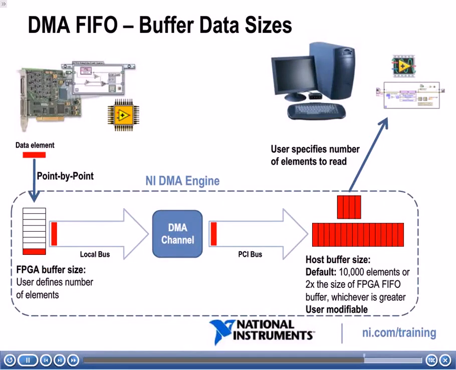So another thing you need to consider when you're setting up a DMA FIFO is the buffer sizes. Let's take a look at the bottom left. Notice that there is an FPGA buffer size. That's represented graphically here, but you can also define that in your FPGA project, which we'll talk about in a later module. And you can also define the buffer size on your host. If you don't define it explicitly, by default, the host buffer size will be 10,000 elements or 2 times the size of your FPGA FIFO buffer size, whichever is greater. You can also set this programmatically from your host VI, and we'll talk about that again later.